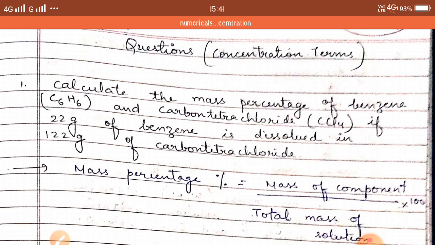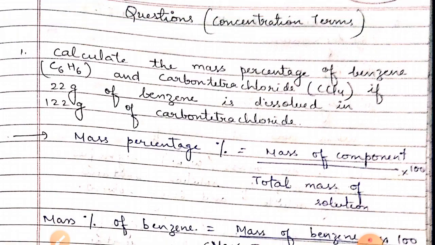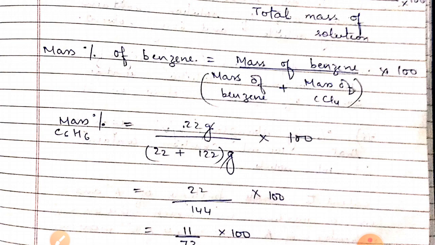Calculate the mass percentage of benzene, which is C6H6, and carbon tetrachloride, CCl4, if 22 gram of benzene is dissolved in 122 gram of carbon tetrachloride. Now to calculate mass percentage, we have the equation: mass percentage is equal to mass of component upon total mass of solution into 100. Now the solution is made of benzene and CCl4. So the total mass of the solution is 22 plus 122, that is 144.